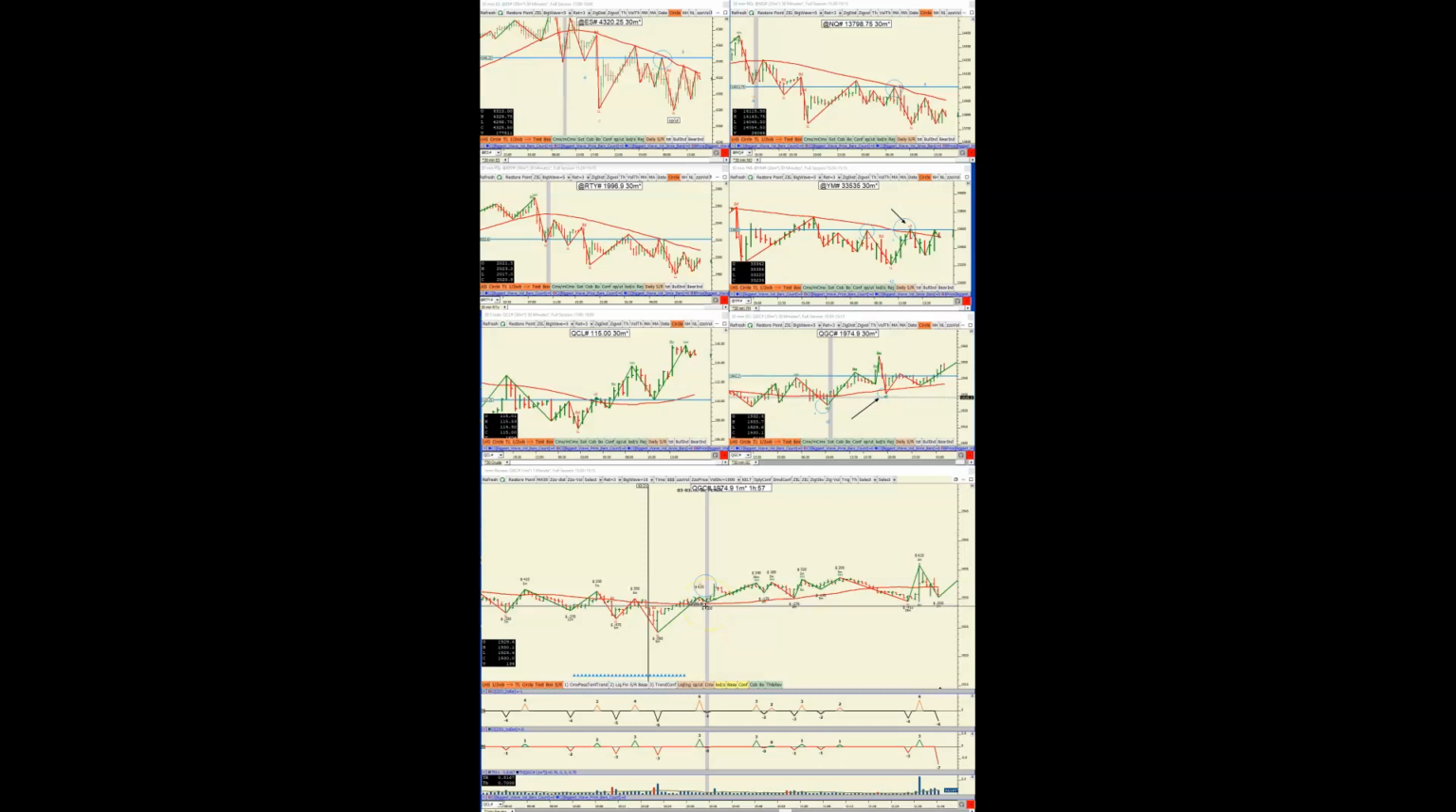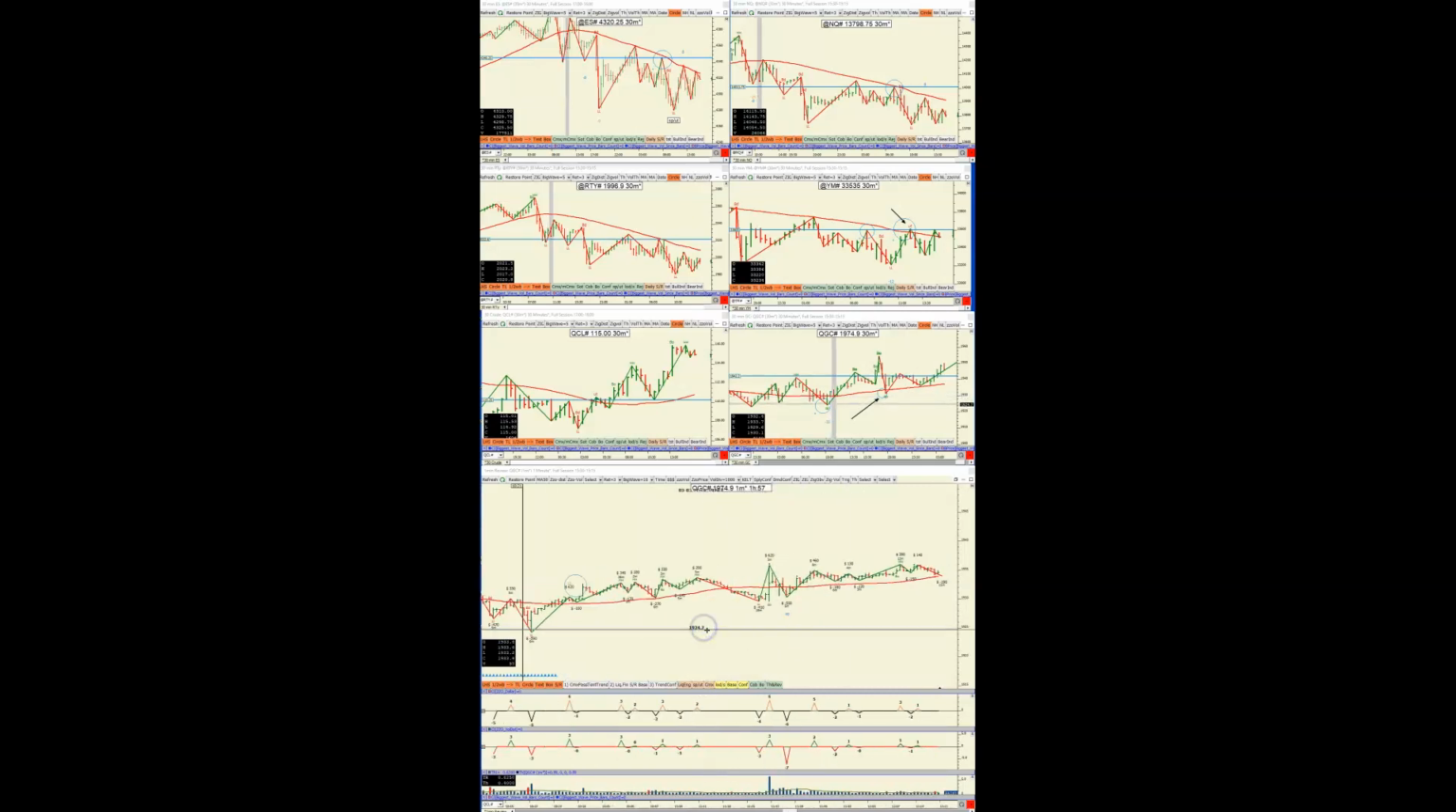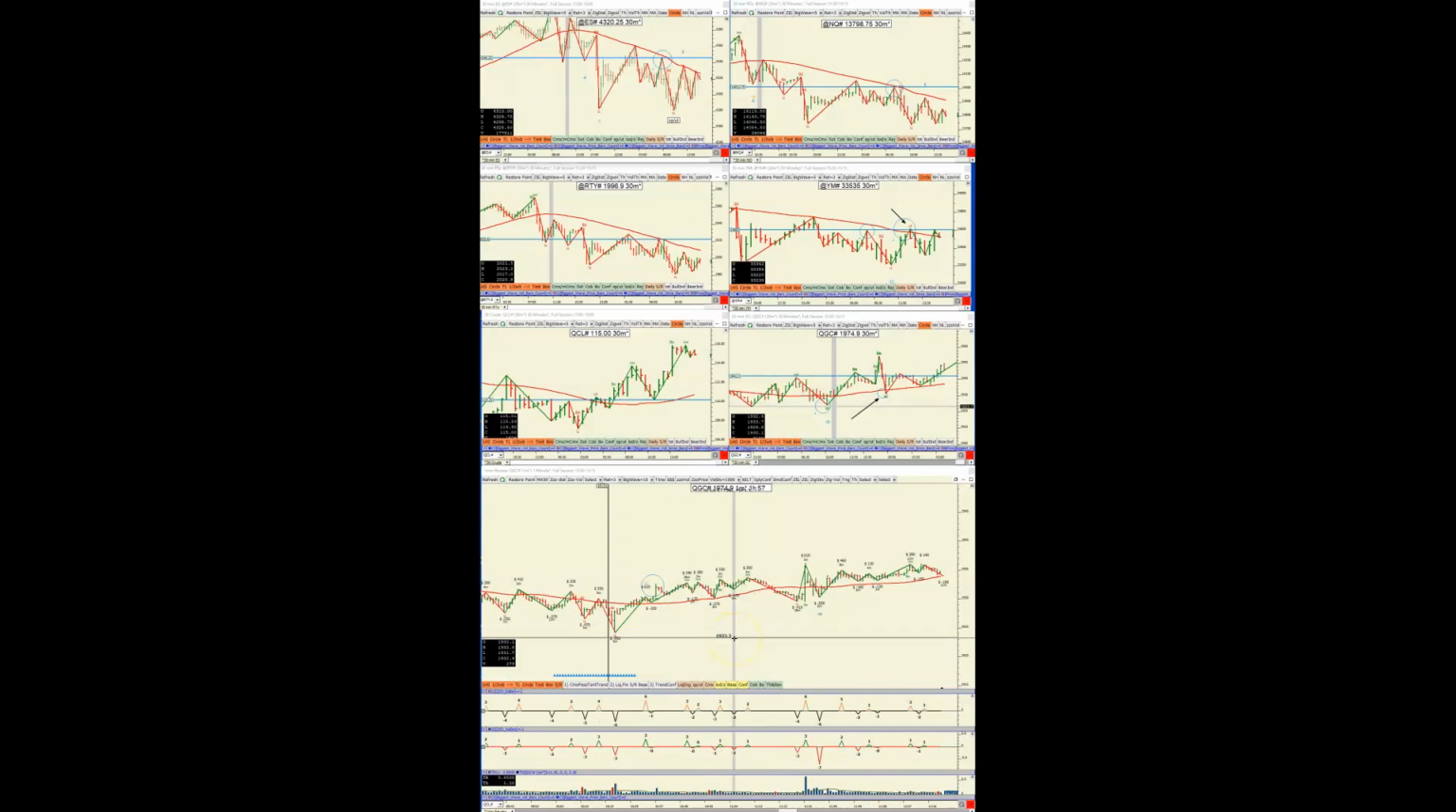Right there, buy, buy, buy. I don't like the crap pullbacks. These pullbacks are not good. I want a deeper retracement. But I mean, that's what the market offers. So what are you going to do?